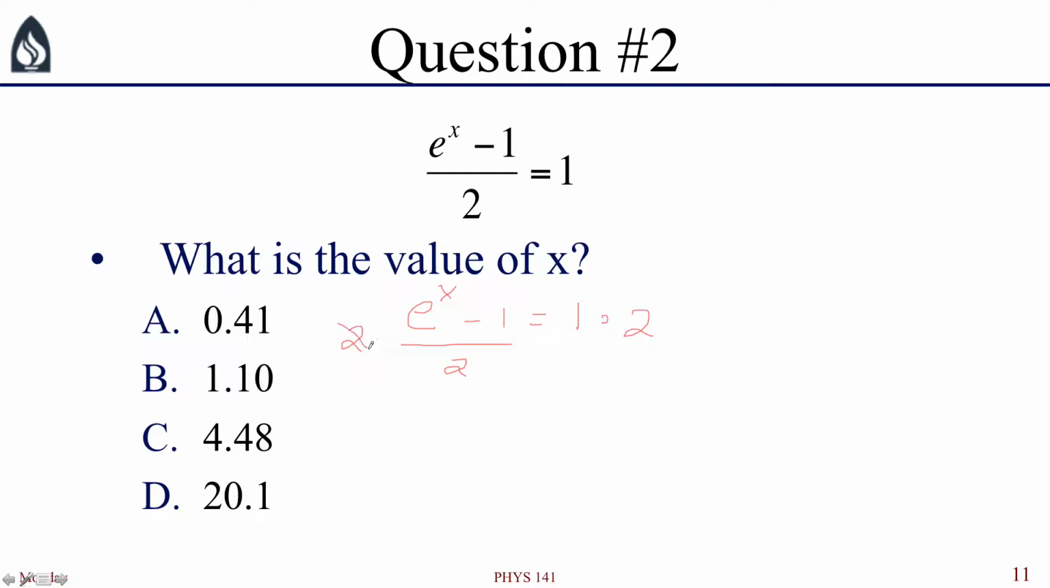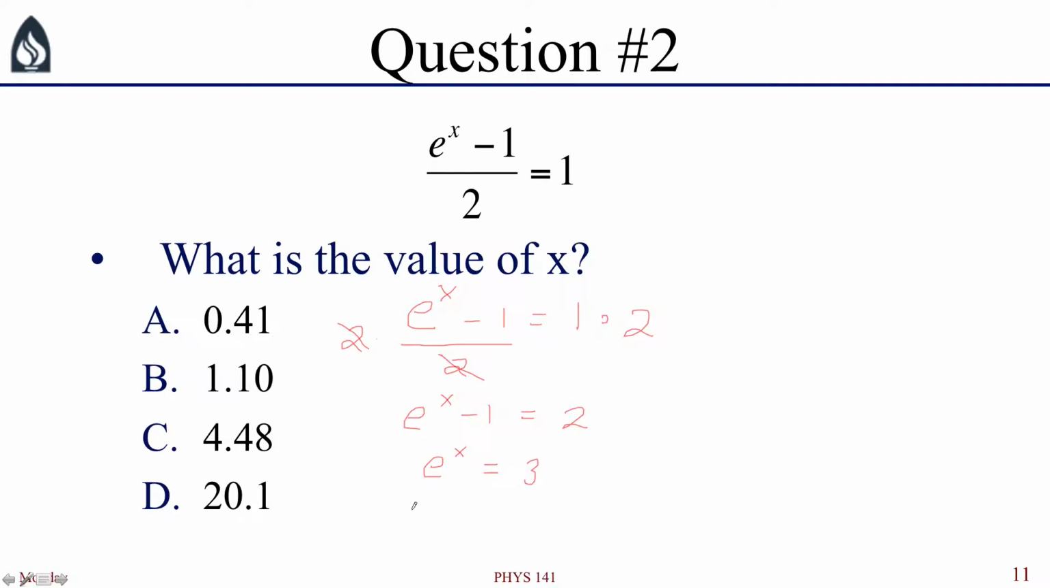So the 2 on this side cancels with the 2 in the denominator, and so I would have e to the x minus 1 is equal to 2. Then the next step would be to add 1 to both sides, so I would have e to the x is equal to 3. And finally, to get at the x, I need to undo this e to the, so I would take the natural log of both sides.